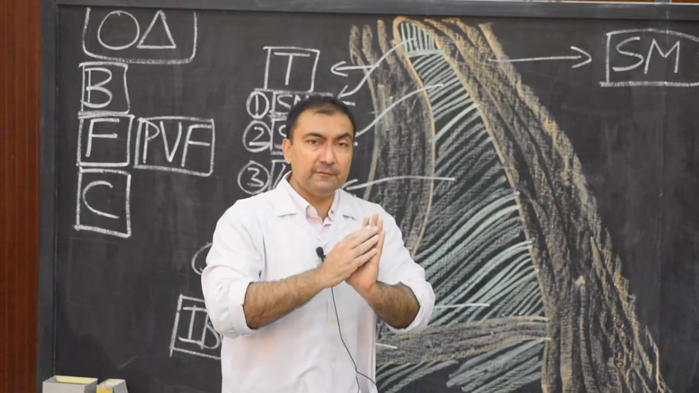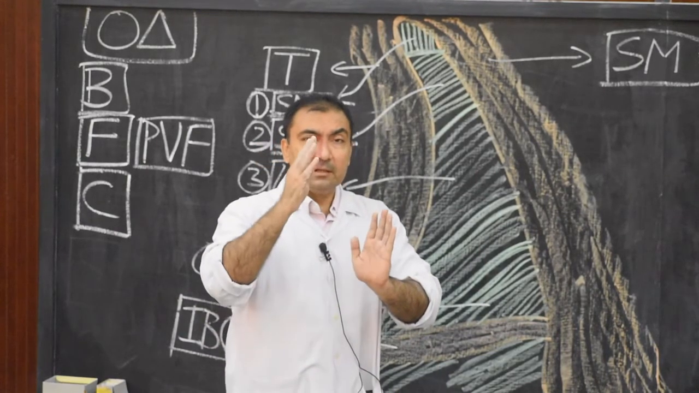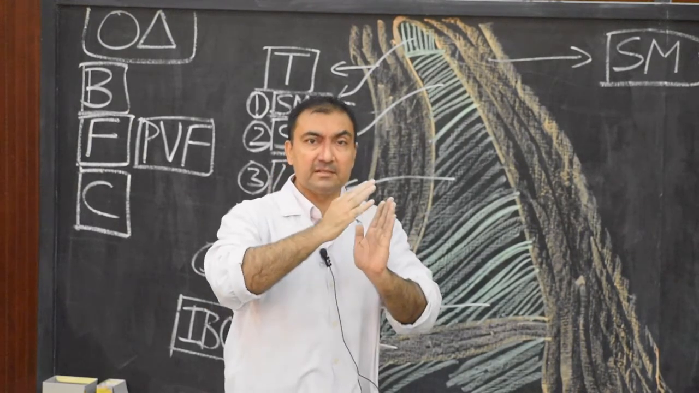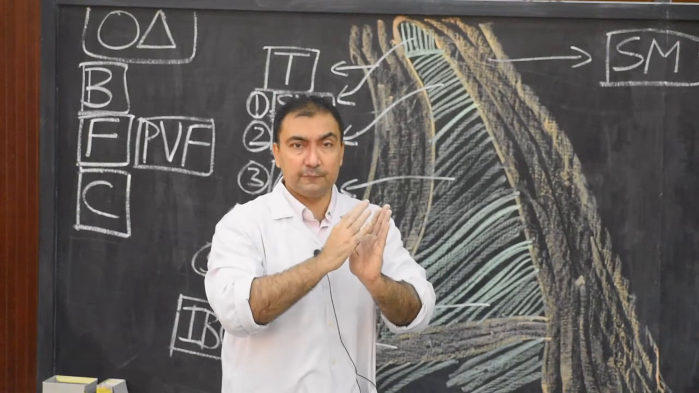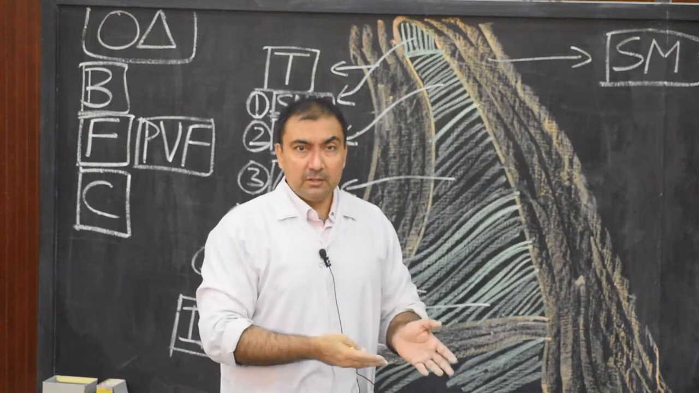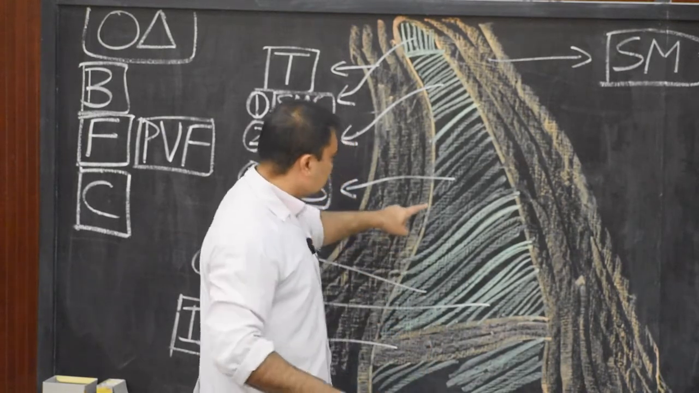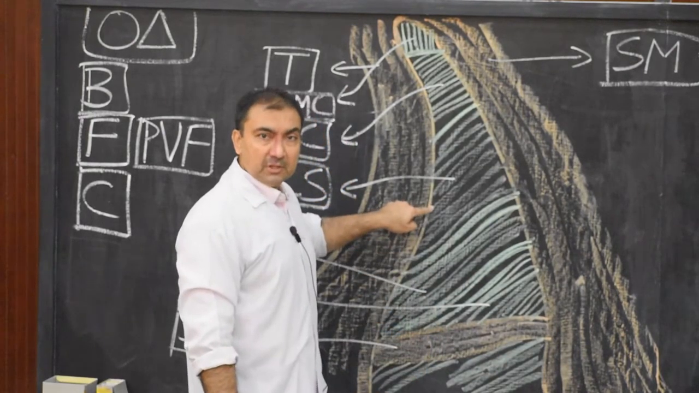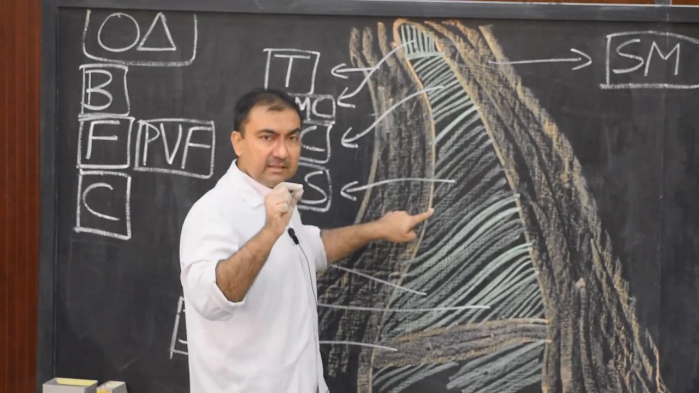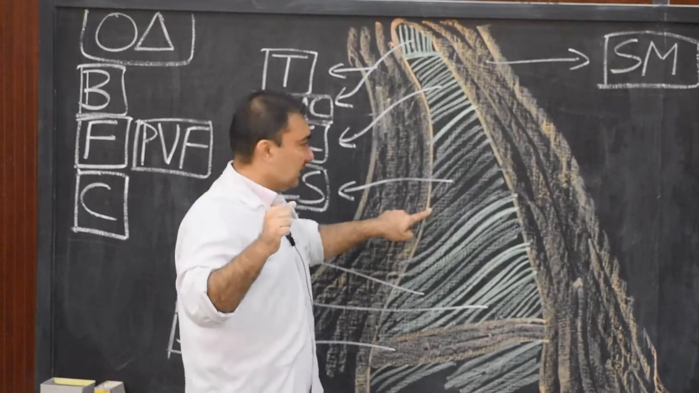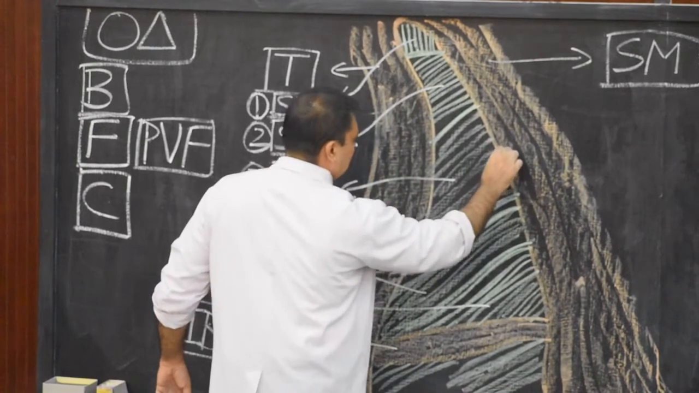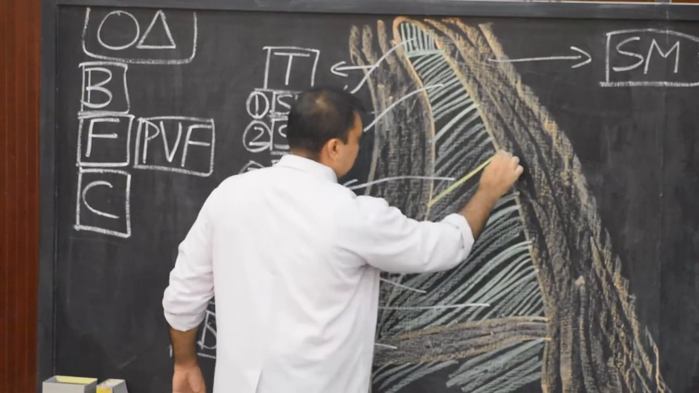And what is the roof of the triangle? Which fascia forms the roof of this triangle? Investing layer of deep cervical fascia. So this nerve is lying just beneath the investing layer of deep cervical fascia, and then it will travel directly down as a content of this occipital triangle and will pass deep to the anterior border of the trapezius muscle. Direction will be downwards obliquely, and exactly the level will be on the levator scapulae muscle. So where is our levator scapulae? This is our levator scapulae muscle. So the nerve will be directed in this direction.